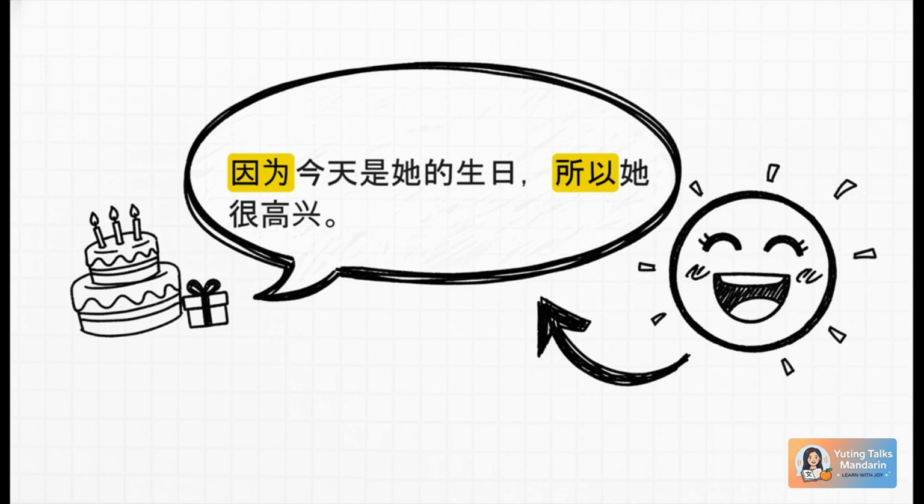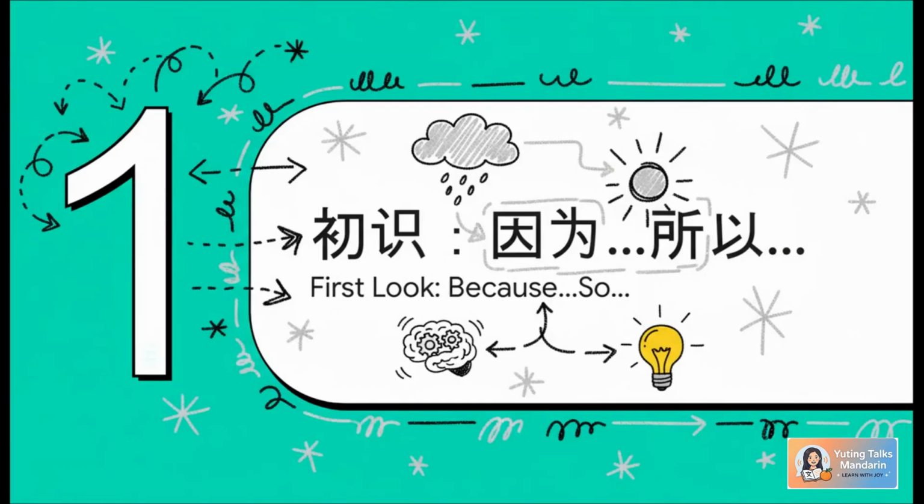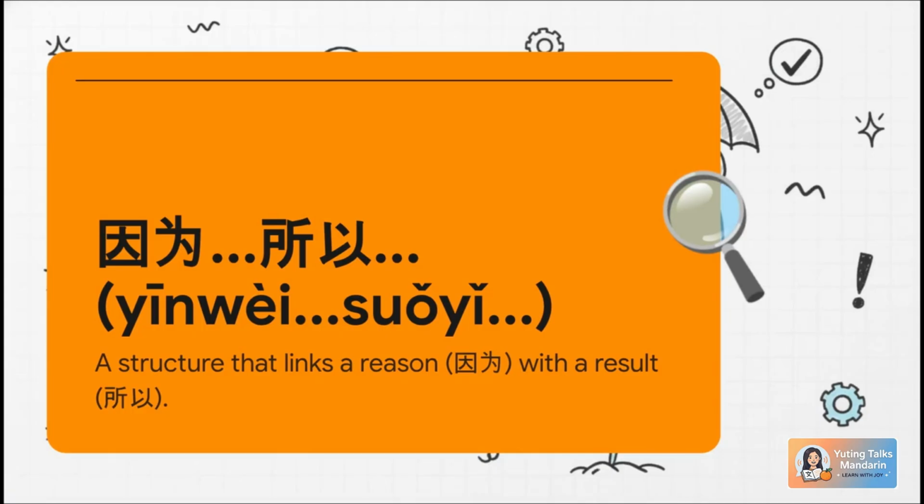Now those two words, 因为 and 所以, are the stars of our show today. That's exactly what we're here to talk about. This 因为所以 structure is one of the first big building blocks you learn in Chinese. Just think of it as the direct equivalent of saying because, so in English. It's all about linking a cause with an effect. The setup is really simple. You start with 因为 to give your reason. That's the because part. And then you follow it up with 所以 to give the result. That's the so part. Easy enough, right?